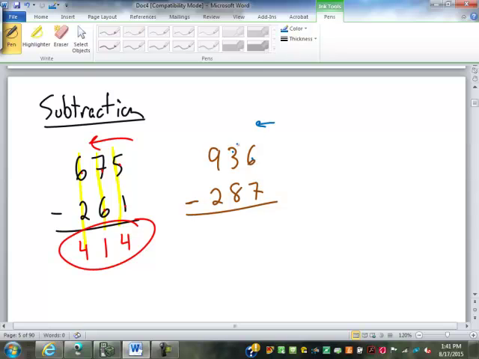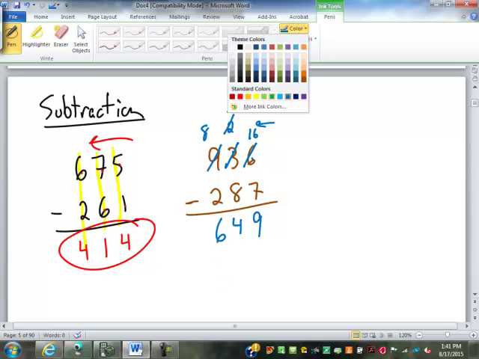So we're going to come up here and we're going to borrow from the 3 and make that a 2. This now is a 16. So 16 minus 7 is 9. 2 minus 8 can't be done. So we're going to borrow from the 9. This is going to be an 8, and this is now a 12. 12 minus 8 is 4. 8 minus 2, 6. So we have 649.